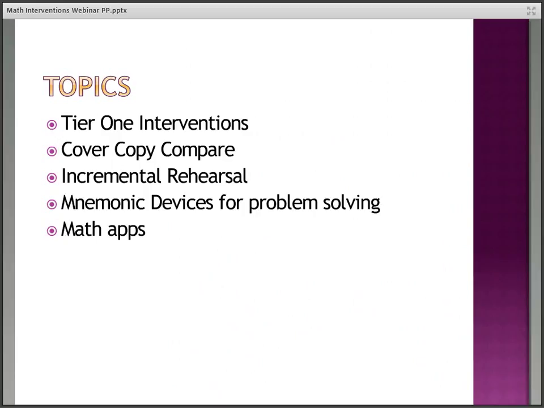Today we're going to talk to you about some Tier 1 interventions that you can utilize for math: cover, copy, and compare, incremental rehearsal, mnemonic devices for problem solving, and math apps.